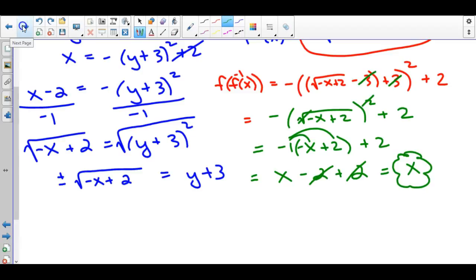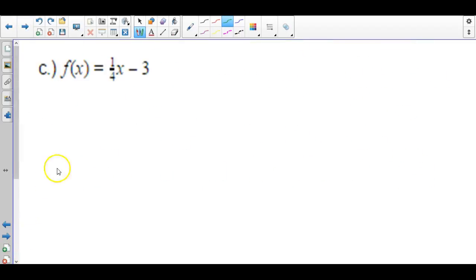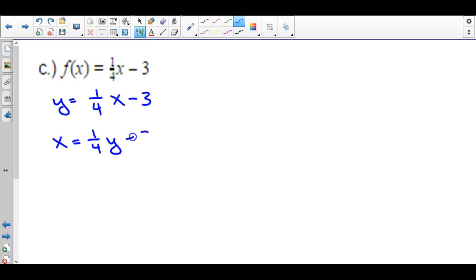Alright, on to the linear equations then. So this one is written in slope-intercept form. I'm going to go about it the same way as the quadratic ones. I'm going to first change the f of x to be y equals, bring down my 1/4 x minus 3. And then what I'm going to do is switch out my x and y. So same type of process.